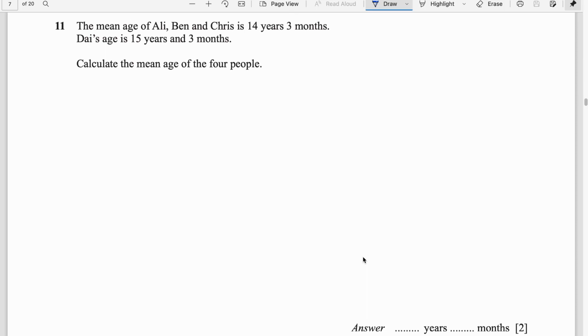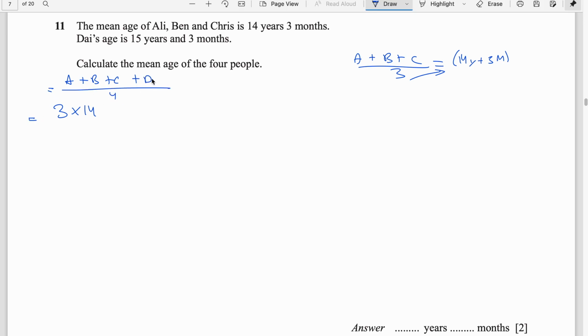Question number 11. The mean age of Ali, Ben and Chris is 14 years, 3 months. Dai's age is 15 years and 3 months. Calculate the mean age of the 4 people. So Ali, Ben and Chris divided by 3 is 14 years and 3 months. So what we can do is 3 into 14. If I multiply this 3 on the other side, I get the total of these 3. Then A, B, C plus D divided by 4 gives the average of all 4.